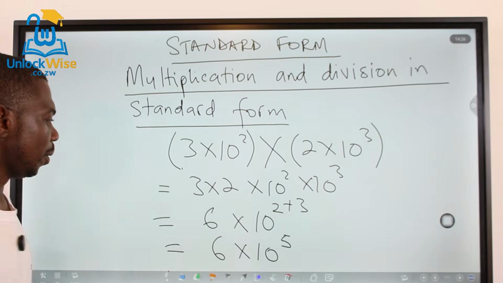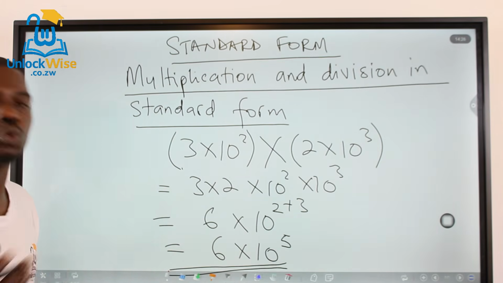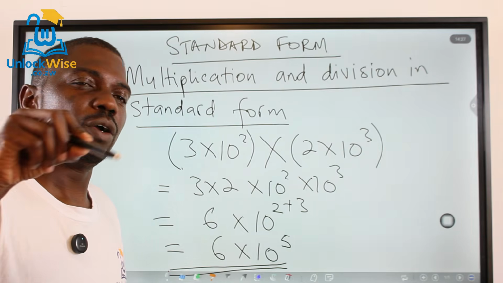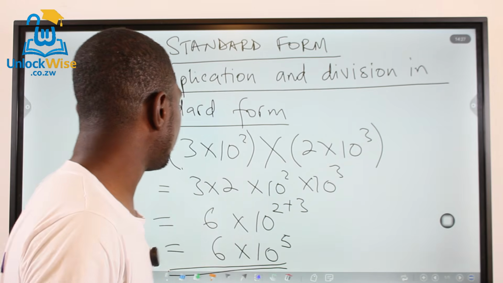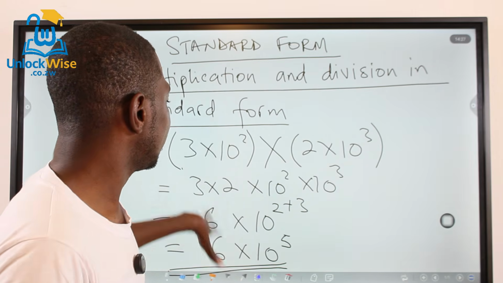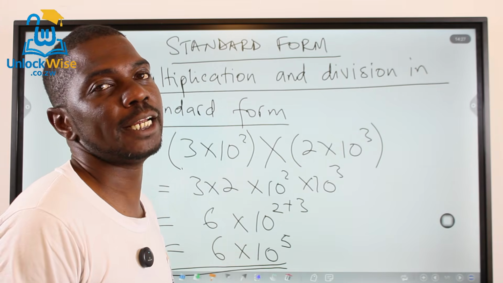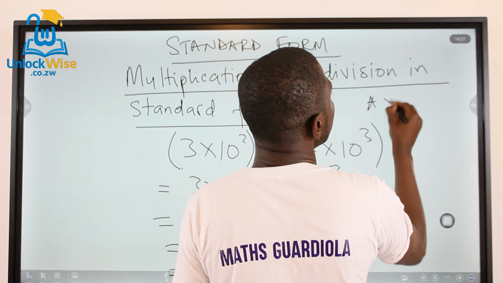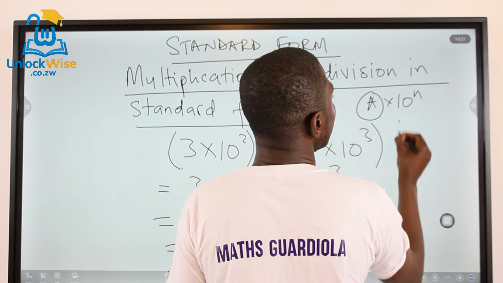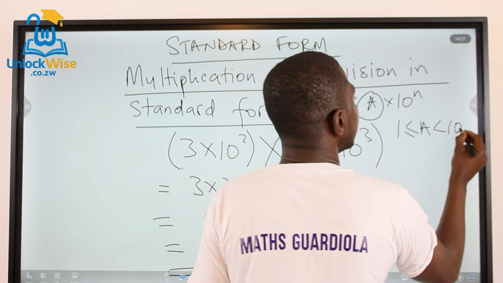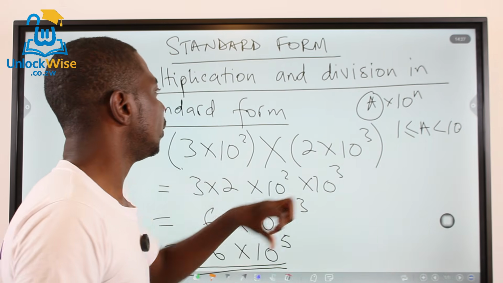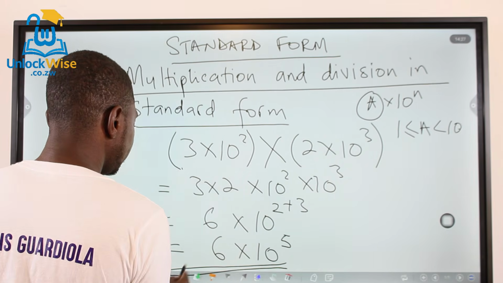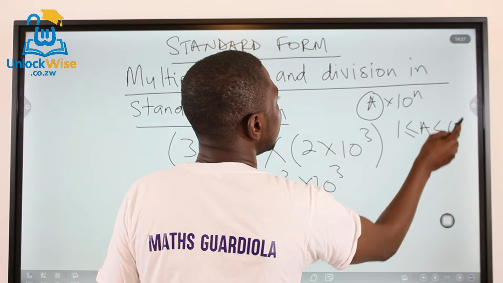Simple, right? But now, what your examiners do is they will give you numbers which, after you multiply, give you a product which is greater than 10. And I mentioned that for a number to be in standard form, it should be in the form a times 10 to the power n, where a is a number between 1 and 10. So you have to put it in standard form after multiplying. Okay, how? Let's have something we can relate to.